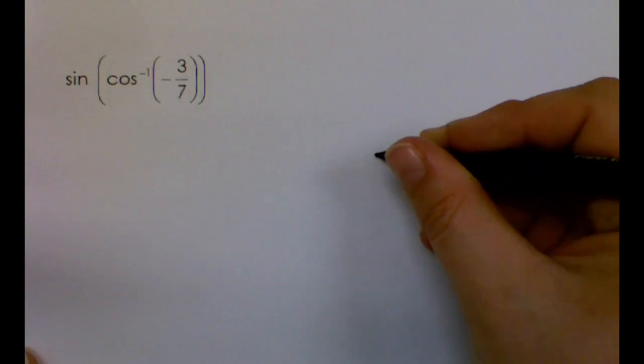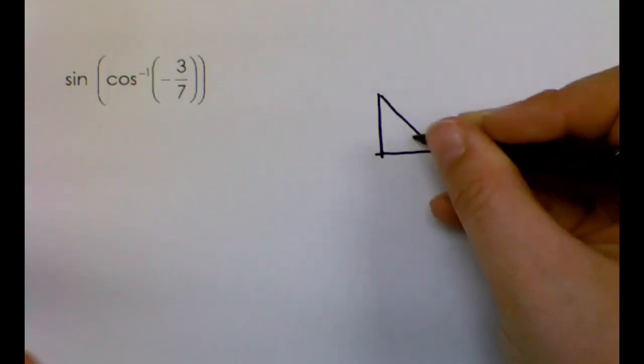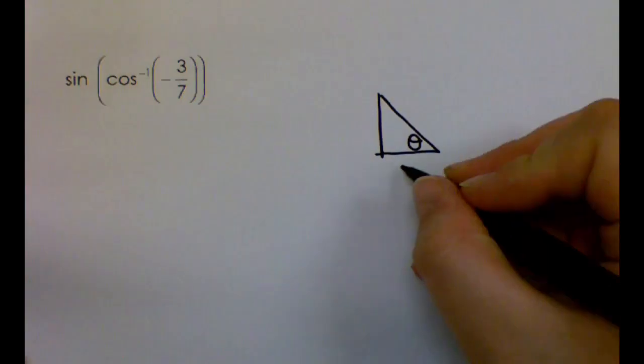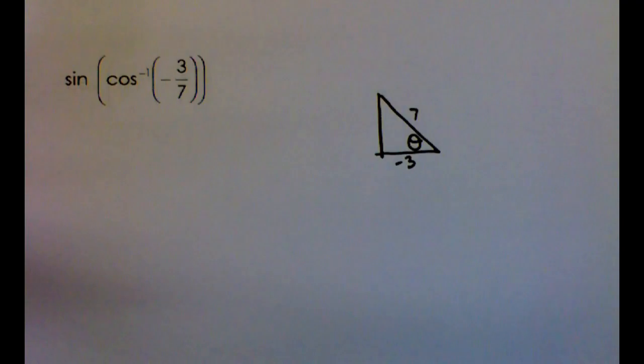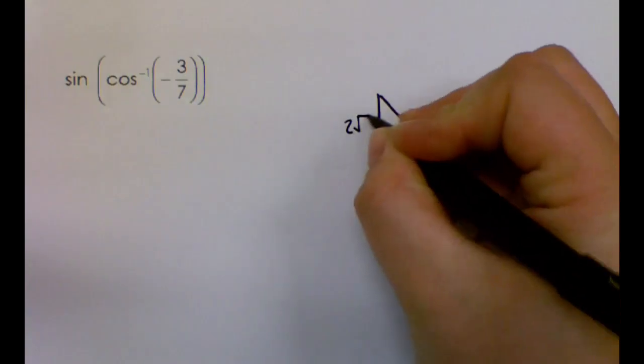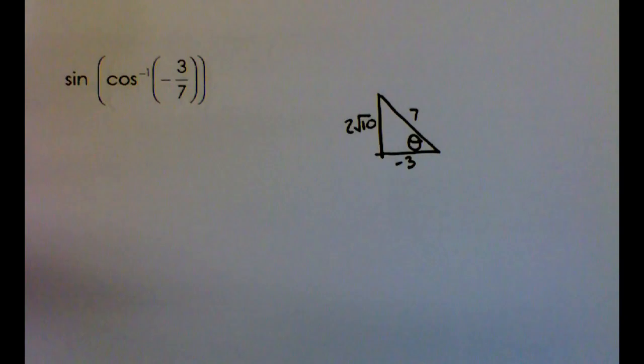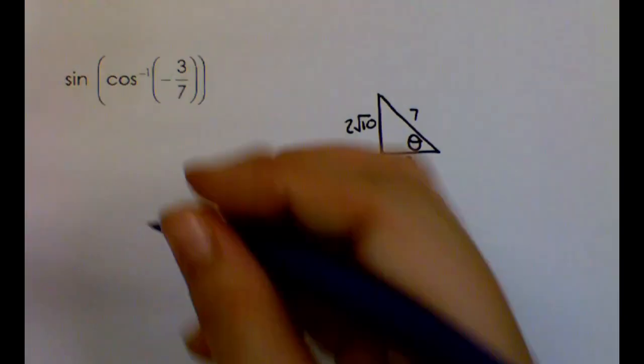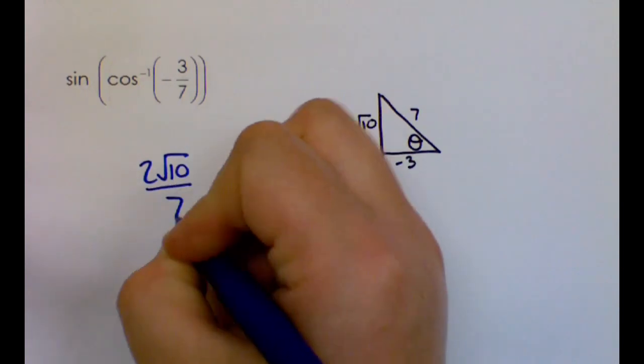All right, this time cosine is negative. Cosine inverse is only defined in first and second quadrants. Cosine's negative in the second quadrant. So we're actually over here. This is -3 over 7. Pythagorean theorem to find my missing side, and it's not a whole number. It is the square root of 40, which is 2 square root 10. The sine of that angle theta is 2 square root 10 over 7.